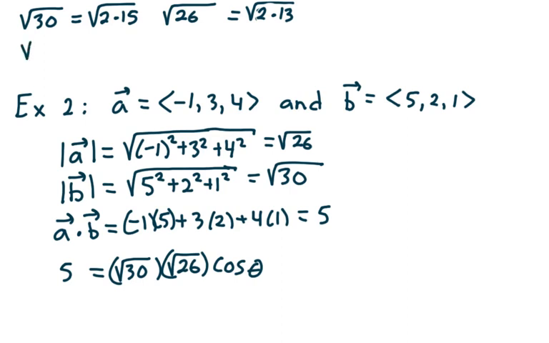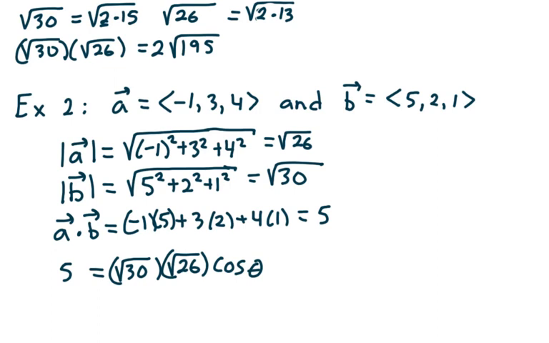So if I take the square root of 30 times the square root of 26, I know that 2 times 2 is 4. Square root of 4 is 2. So I'm going to pull out a 2. And I'm going to multiply that by the square root of 15 times 13. So if we figure out what that is, 15 times 13 is 195. So we get 2 times the square root of 195. And I cannot go further than that, right?